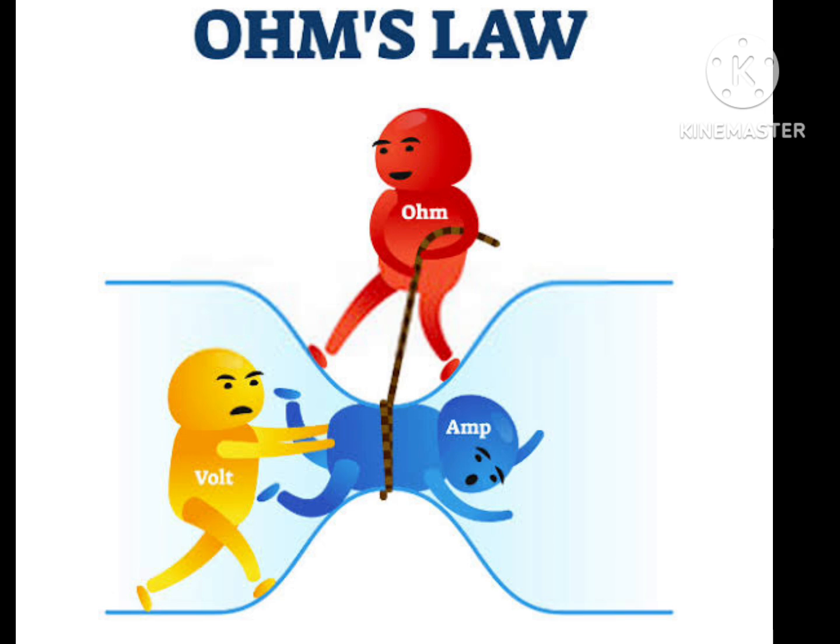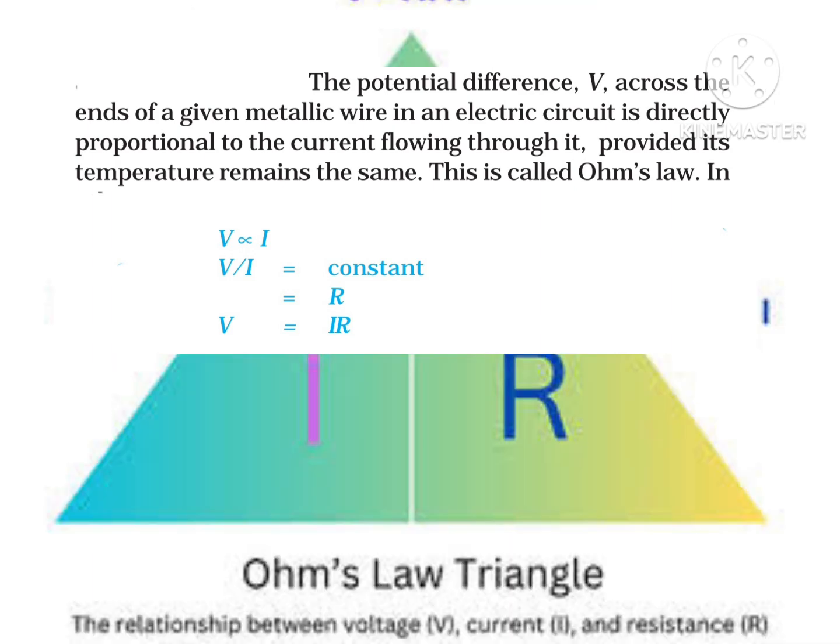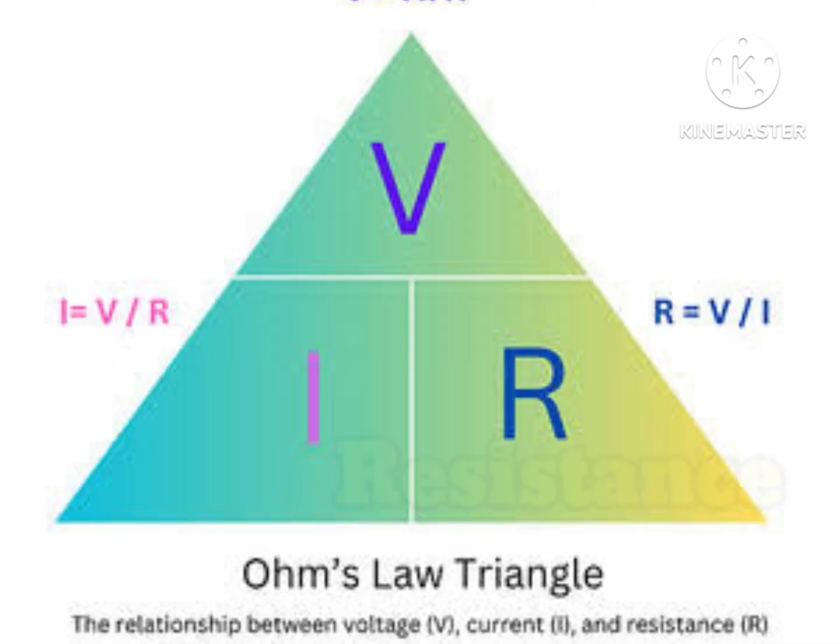By observing all these observations, we can find that the potential difference across the ends of a given metallic wire in an electric circuit is directly proportional to the current flowing through it, provided its temperature remains constant. This is called Ohm's law. With this Ohm's law, we can say V is directly proportional to I, and V by I is equal to a constant. The constant we found is resistance.